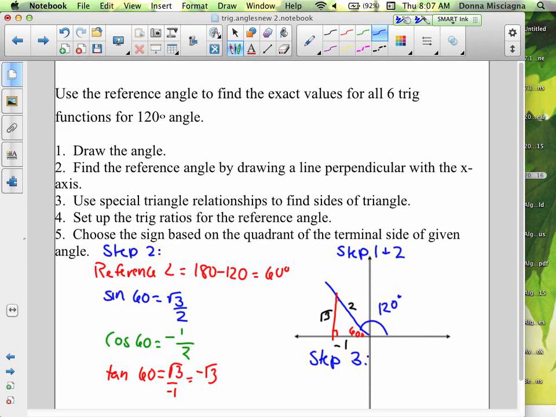Step 4 is to set up our trig ratios for a reference angle. We already have sine up here. Sine is the opposite over the hypotenuse, that's square root of 3 over 2. Cosine is the adjacent over the hypotenuse. Notice that we're negative here because x is negative in the second quadrant and y is positive, so our cosine ratio is -1/2. Our tangent ratio is the opposite over the adjacent, so square root of 3 divided by -1, which just reduces to negative square root of 3. Any questions so far on these ones? Then we're going to do the other 3.